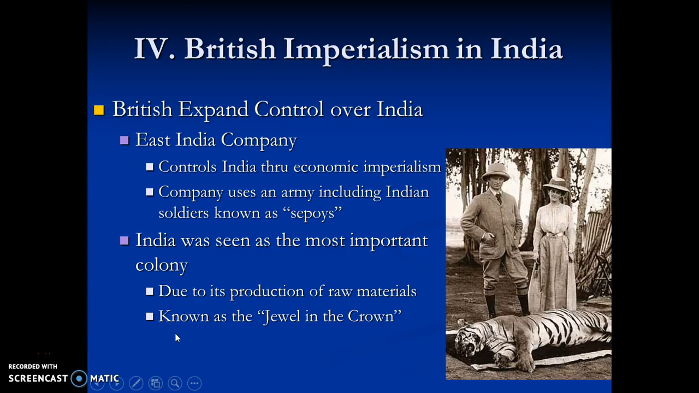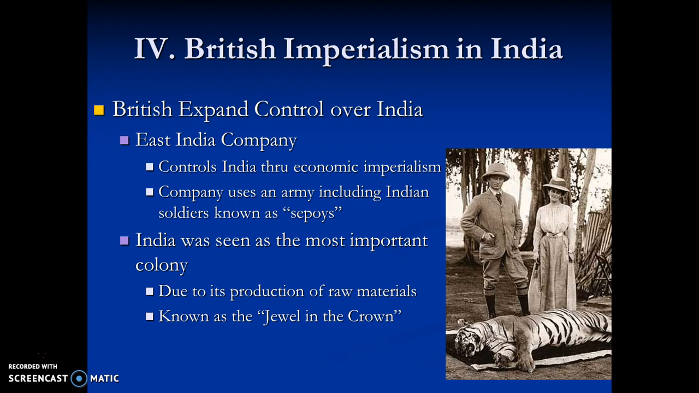So continuing on with the Age of Imperialism, Section 4, British Imperialism in India. We're going to take a look at how the British expanded their control over India. Primarily at first this is done through economic imperialism through the British East India Company. They come in to India seeking out the various resources and labor sources that India has to offer for an economic purpose. The company uses an army, including the Indian soldiers that are going to be known as the sepoy.